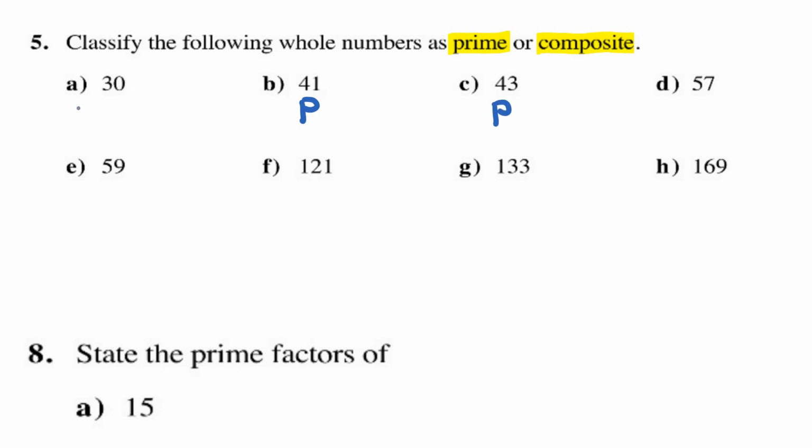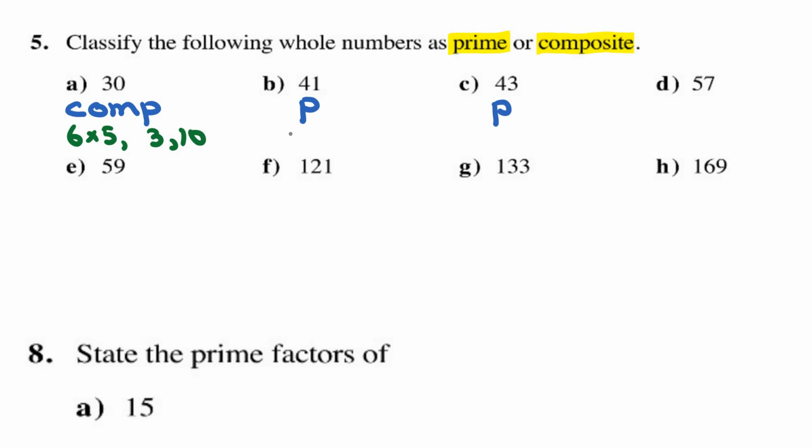And 30, for example, is composite. It's a composite number because you can find a few factor pairs that multiply to 30. For example, 6 times 5 and 3 times 10. So as soon as you have a combination of numbers or pairs that can give you the number 30, we call that a composite number.